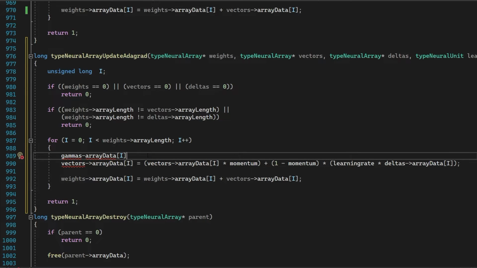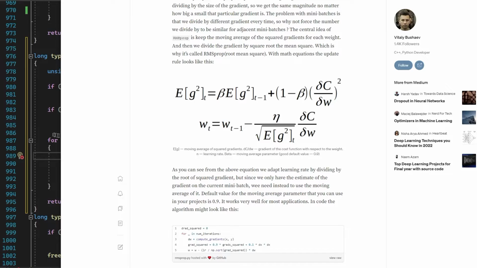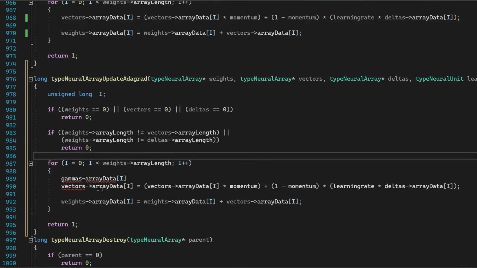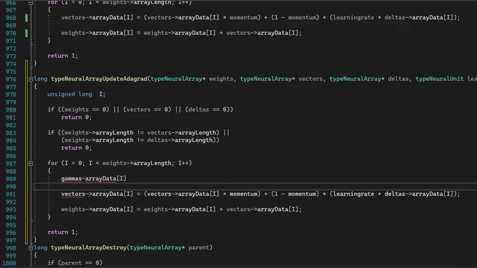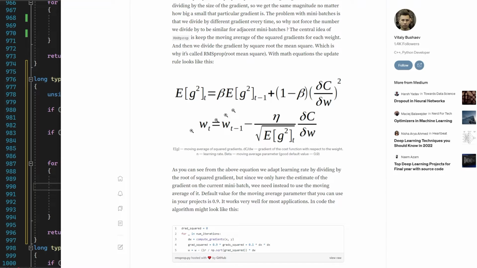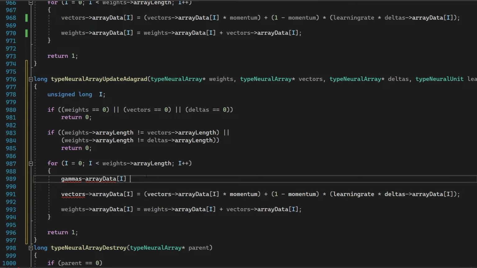Beta is used for something else. Array data dot I, that's the previous one. It is basically the same as momentum. So vectors, we're just copying this right here. Okay, equals, the symbol means momentum. Yeah, momentum equals, oh, actually it's right here. Just copy this right here. Momentum gammas, just replace gammas.